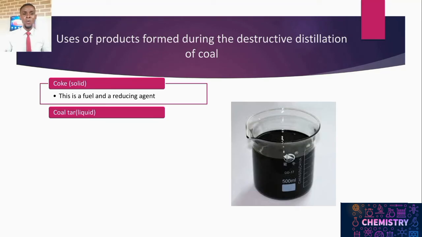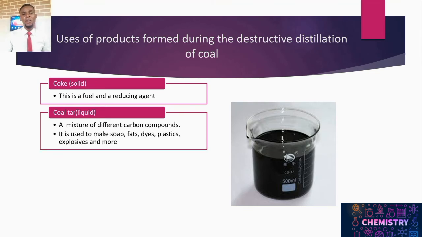Coal tar is one of the liquid aspects of the product of destructive distillation of coal. Now, the use of coal tar, I think this is more important. Now, we know that it contains a mixture of carbon compounds. Its use is to make soap, fat, dyes, plastic, insecticide, explosives, and a lot of things. Now, these are things that are really important to us. Let's take a look at soap, at dyes, at plastic. They are things that we find in our environment, essential commodities.